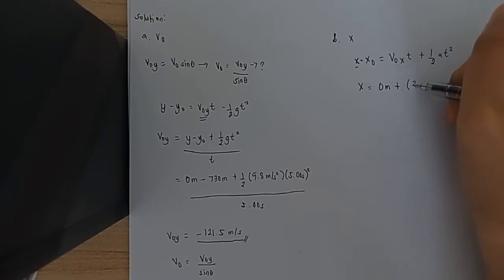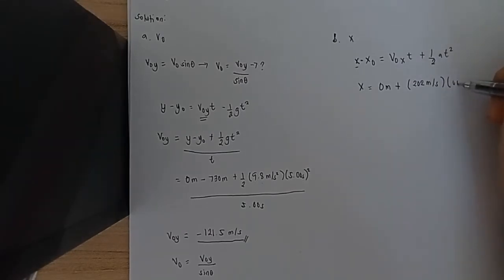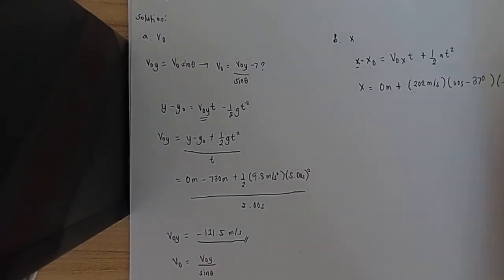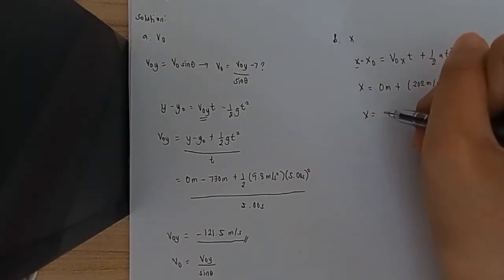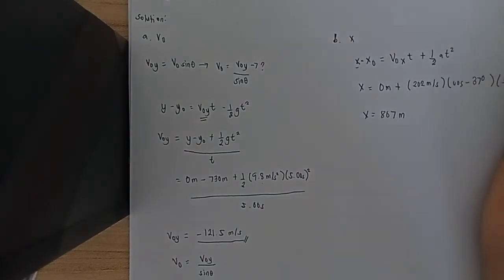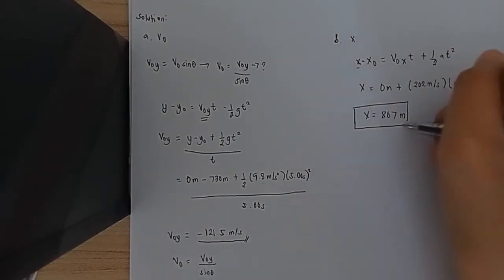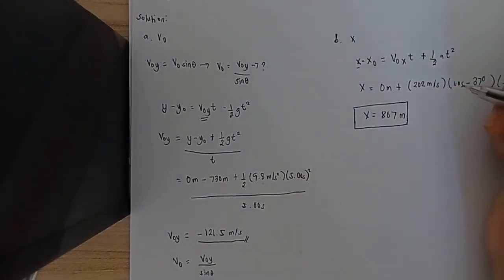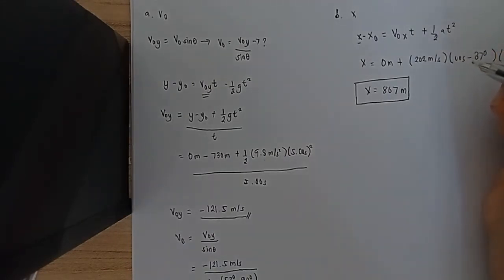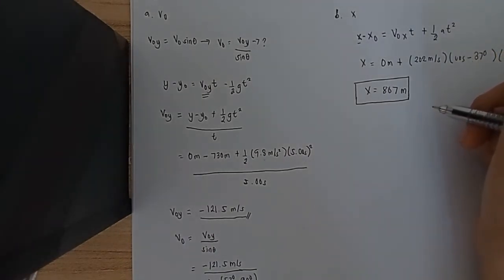Zero meter plus v sub 0 is 202 meter per second multiplied by the cos negative 37 degrees multiplied by the time, which is 5 seconds. Acceleration there will be 0, so we didn't solve the latter part. So x is equal to 807 meters. I'm sorry if the camera did not get the 5 seconds.